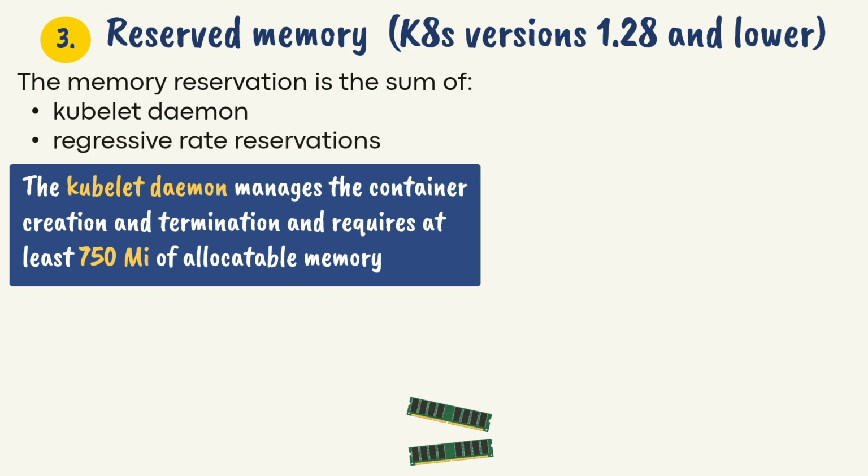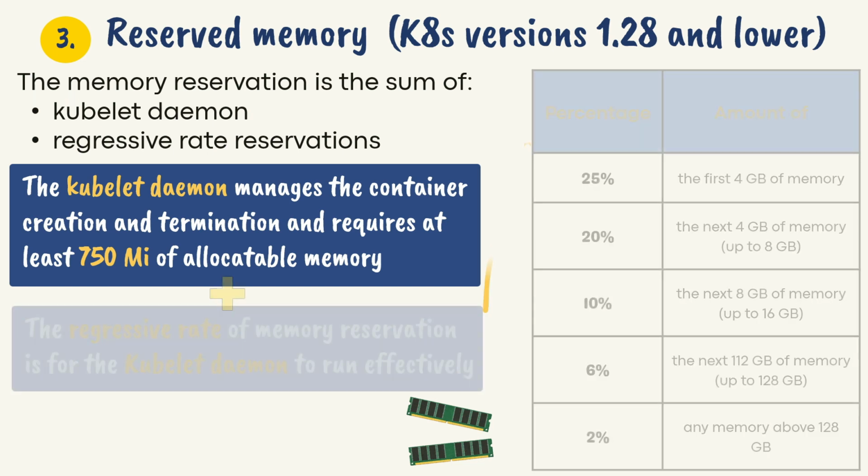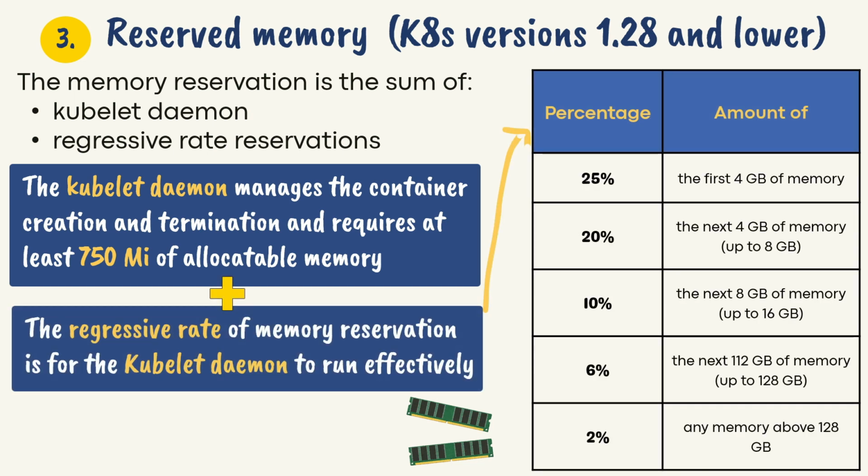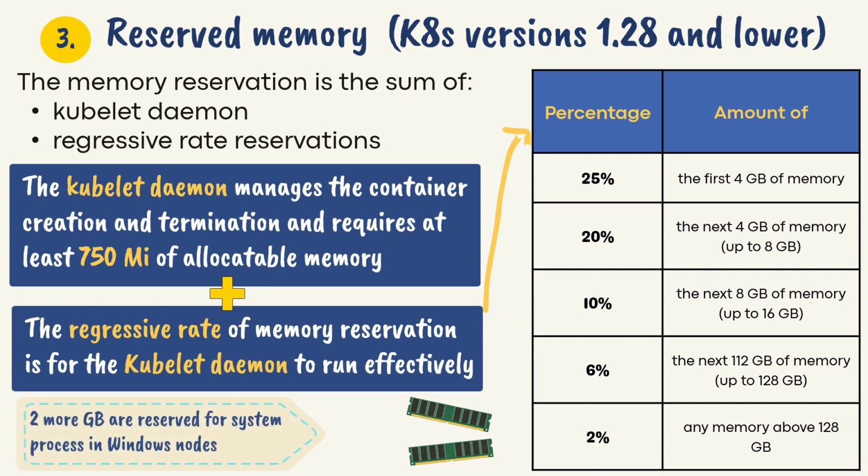Then, the second aspect is the regressive rate, which is needed for the kubelet daemon to run effectively, and it is calculated as per the table on the right side. If the node is a Windows one, 2 more gigabytes are reserved for system processes. It is important to understand that these resource reservations cannot be changed and they are calculated as mentioned above. We already checked the CPU for one of our nodes. Let's calculate with respect to memory as well.